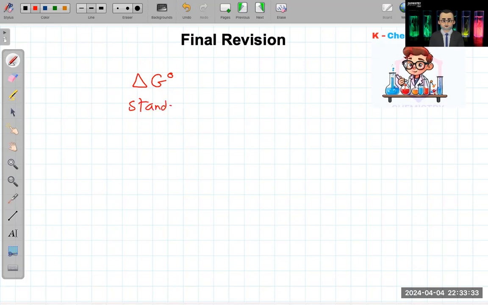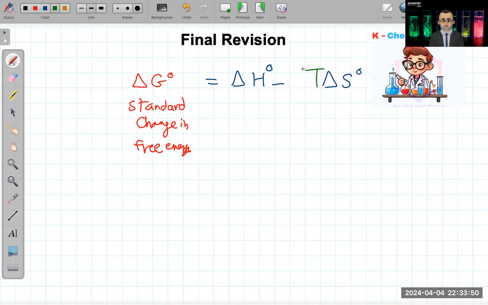Standard change in free energy, always has to be standard conditions, is equal to delta H, also in standard conditions, minus delta S multiplied by T. This is the equation to memorize. What does it tell me?